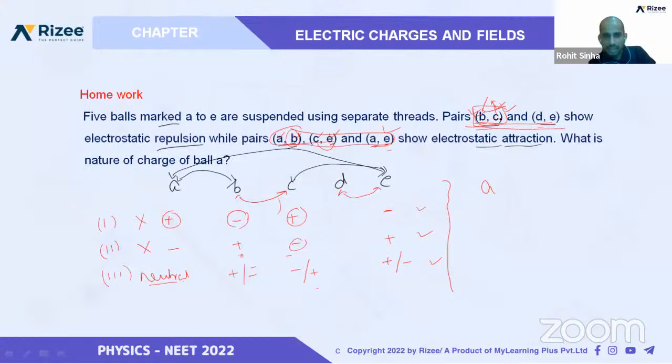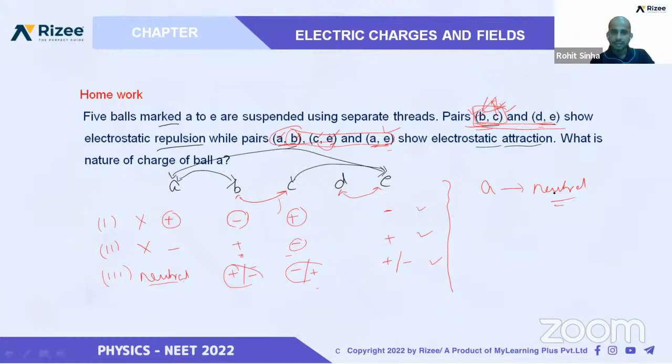B and C, D and E show repulsion. That means they should have the same sign. Now check it here. B and C, is it possible that B and C have the same sign? You can check, yes, here, sir. And also D and E. Got it? So we can say that A can be a neutral body, because it is possible here.